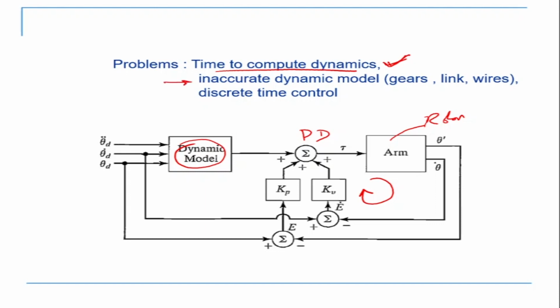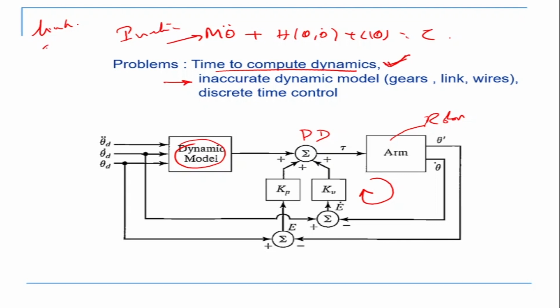But the second problem is inaccurate dynamics. For example, our equation is M into theta double dot plus H plus C theta is equal to tau. This is my inertia term. Now the inertia matrix or inertia tensor basically contains the link. Now on the link we know there are gears, then there is a motor, then there are wires, there are encoders. All these are there. Now you cannot exactly, or very accurately, find out the inertia of all this because they are inside. You don't have access to them. The manufacturer also doesn't tell.